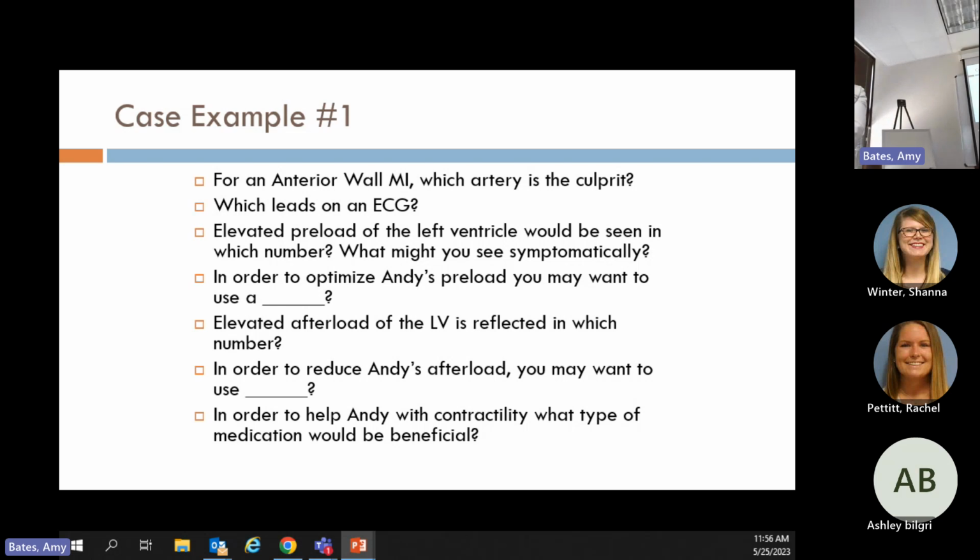Symptomatically, what do you think you would see? If your left ventricle is not working, your preload is high, and the fluid in your left ventricle is not moving forward to the rest of your body, where is the fluid going to go? In your lungs. So how do you think that would present? Decreased oxygenation. In order to optimize Andy's preload, you may want to use a what?